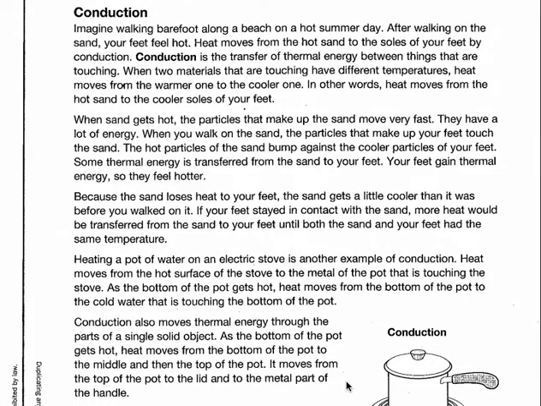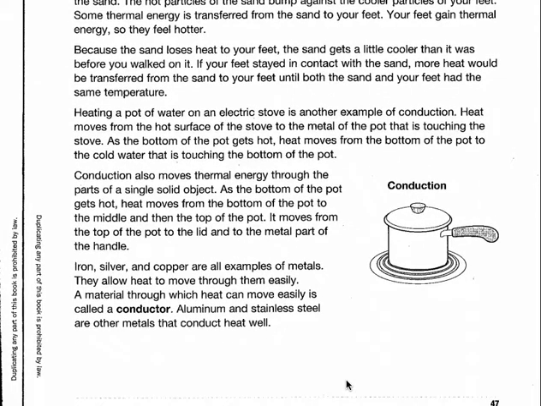Conduction also moves thermal energy through the parts of a single solid object. As the bottom of the pot gets hot, heat moves from the bottom of the pot to the middle and then the top of the pot. It moves from the top of the pot to the lid and to the metal part of the handle. Iron, silver, and copper are all examples of metals. They allow heat to move through them easily. A material through which heat can move easily is called a conductor. Aluminum and stainless steel are other metals that conduct heat well.